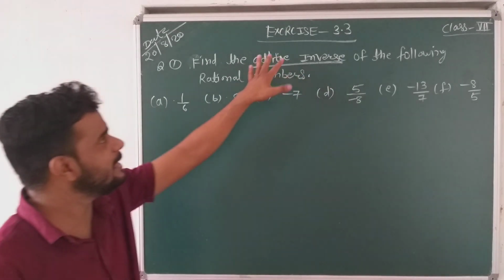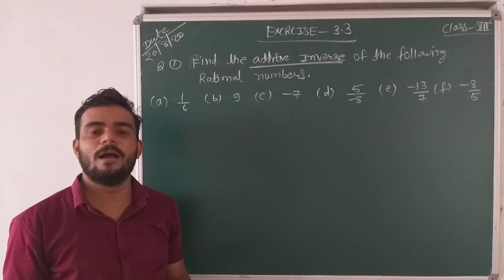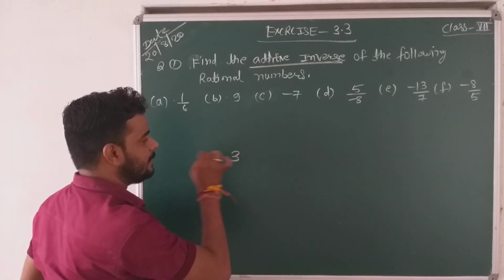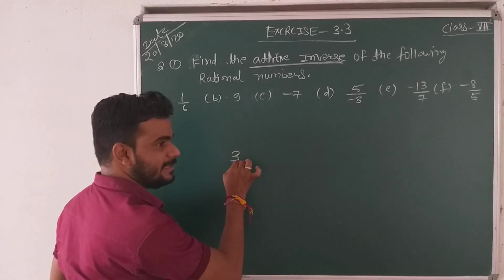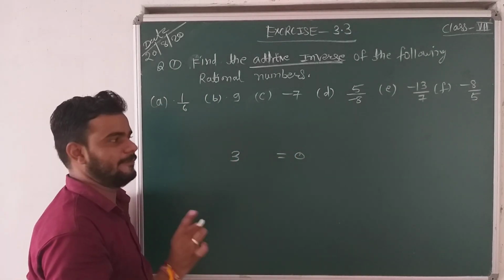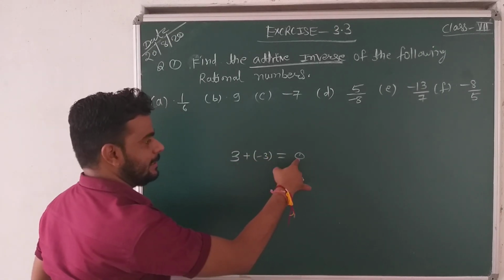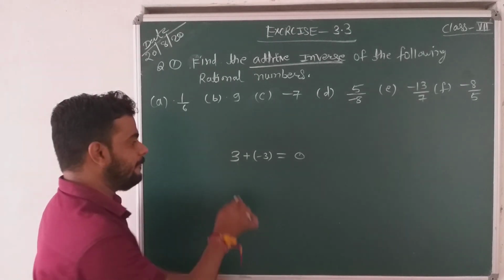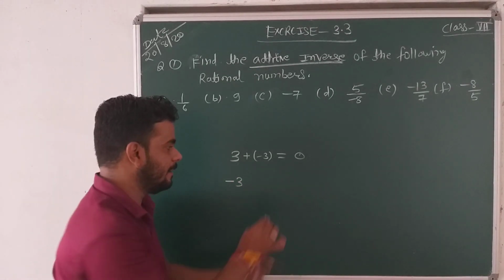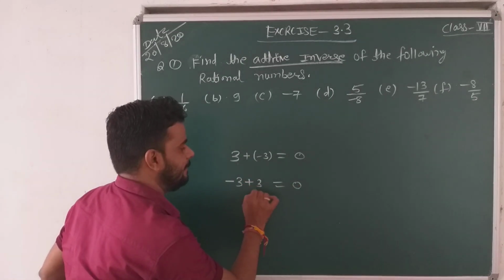And what is the meaning of additive inverse? Don't know? Okay, then listen. Additive inverse means if suppose we are given the number 3, what number should we add to 3 so that the result will be 0? Yes, very good. If negative 3 is added to 3, the result becomes 0. If negative 3 is given, which number do we have to add so that the result becomes 0? Yes, plus 3.